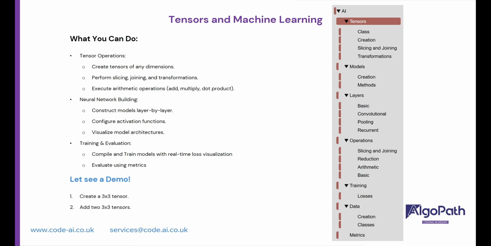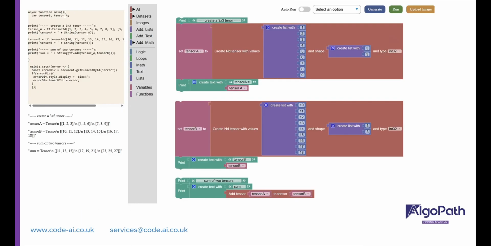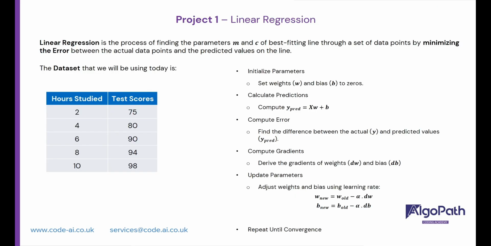Building upon our earlier arithmetic and matrix operations, we now introduce tensors, fundamental components of deep learning. In the upper section, we create a 3x3 tensor, visually defining its structure and values. Expanding on this, the lower section demonstrates an essential tensor operation, element-wise addition. Here, we take two tensors of identical shape and compute their sum, illustrating how numerical computations scale seamlessly in a visual programming environment. This progression lays the groundwork for more complex tensor manipulations, leading us toward neural network construction in the upcoming slides.